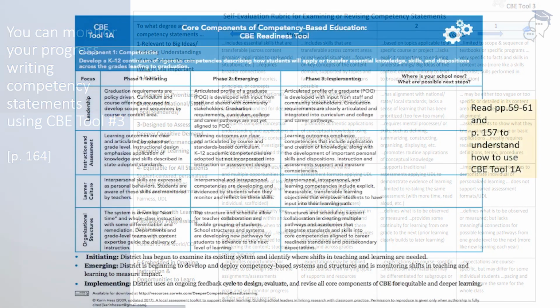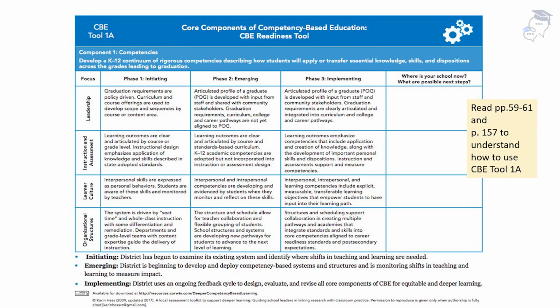I provided a screenshot of tool 1A. We call it one of the readiness tools. This tool is about, do we have competencies? Are we moving forward with our implementation of writing and using competencies? We often use these tools with a whole staff conversation. If you're just starting out, you probably have graduation requirements, for example, but you haven't developed other ways other than Carnegie units to meet graduation requirements.